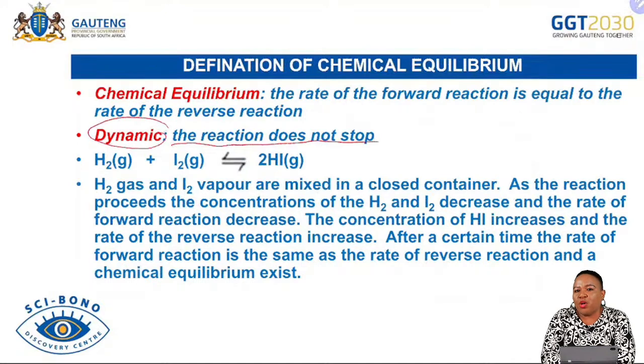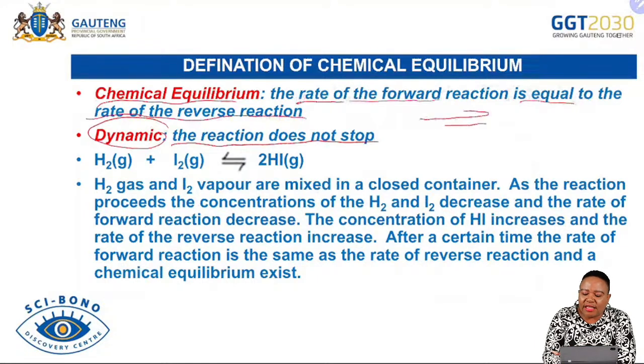Now, what is this chemical equilibrium? As I said, we need to define chemical equilibrium. We can define chemical equilibrium as the rate of the forward reaction being equal to the rate of the reverse reaction. So the word rate is very important as you are defining chemical equilibrium, because that is what we are looking at. Already we have looked at the rate of reaction. Now the rate of the forward reaction is going to be equal to the rate of the reverse reaction. So we have two reactions, the forward reaction and the reverse reaction, occurring at the same rate.